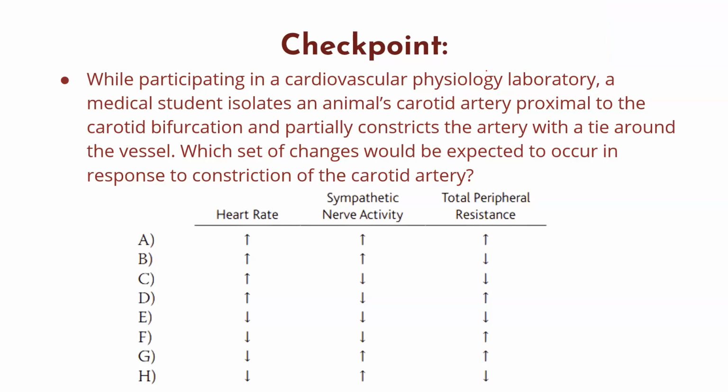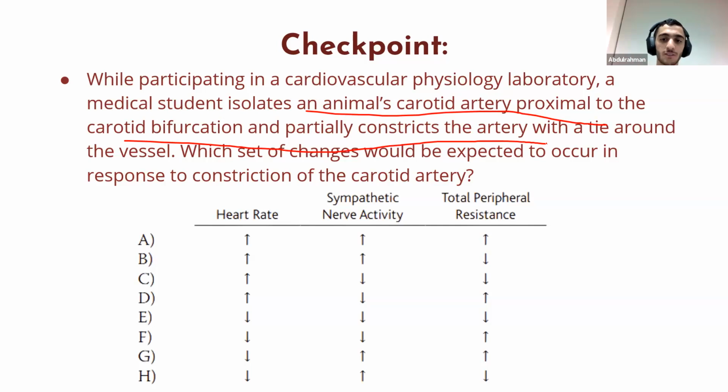May I try? Okay, sure. It's just one part that you need to break down. What exactly happens here? Constriction of the artery means we will have a higher resistance because there is something narrowing the blood vessel, the artery, and by doing this we will also increase the pressure, which will increase the heart rate.